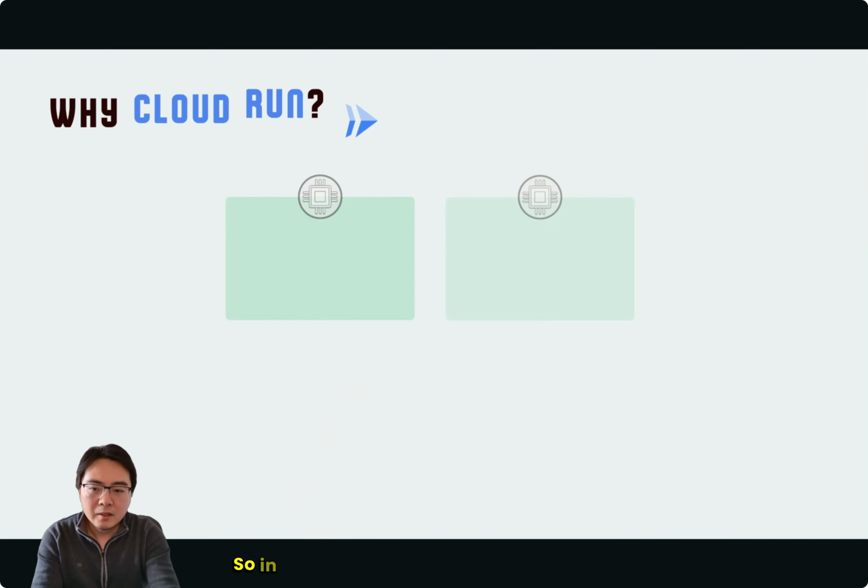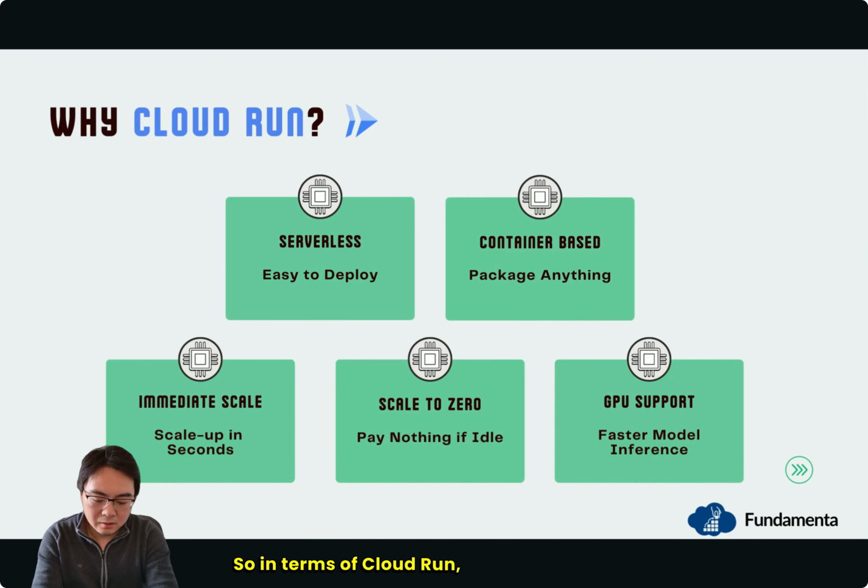So in terms of Cloud Run, a few of you asked me, can you talk a little bit more about Cloud Run? Why are you not deploying anywhere else? So I'm just going to talk a little bit about this. In terms of Cloud Run, you would have something very similar on AWS and Azure. It's basically a way that you can use serverless infrastructure to deploy container-based workloads, right? So it's serverless and it's container-based.